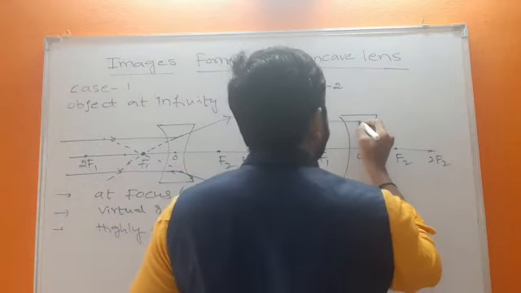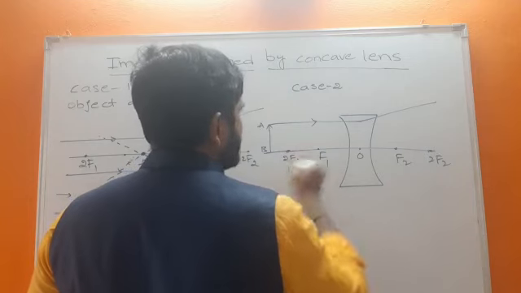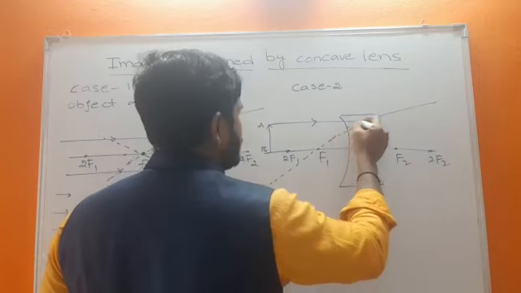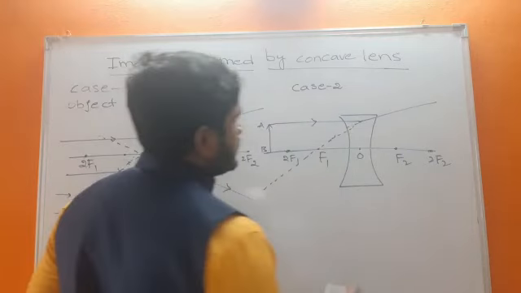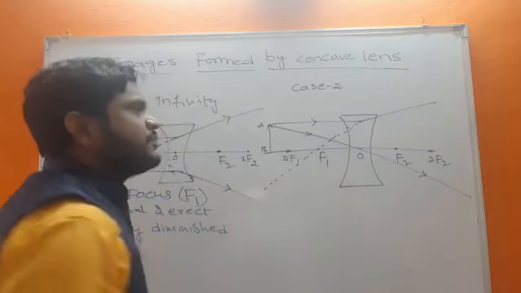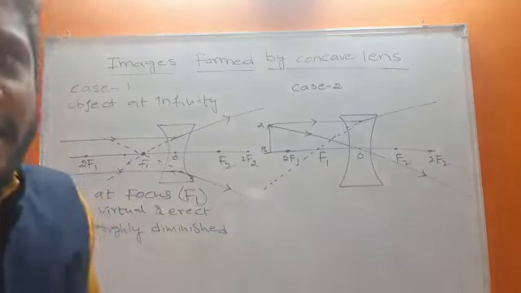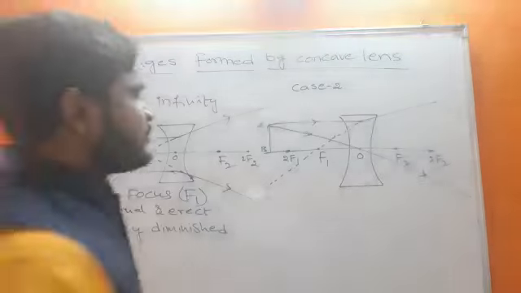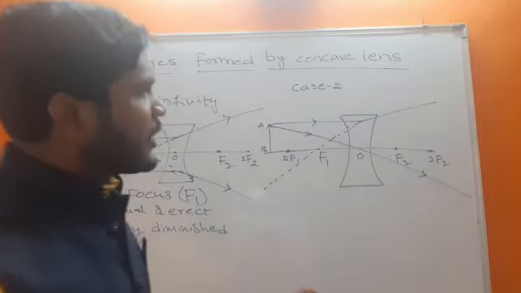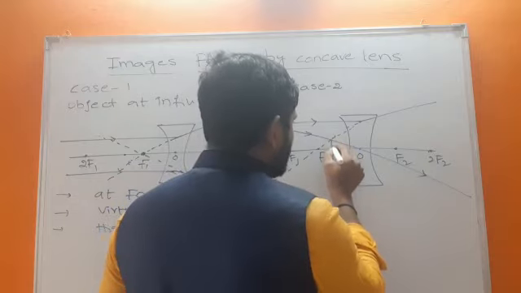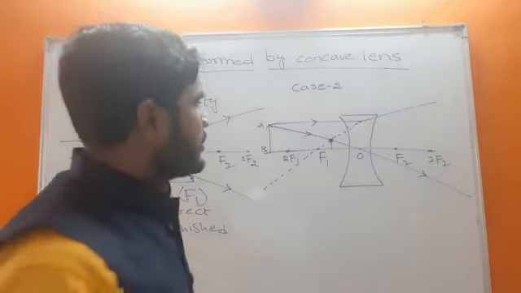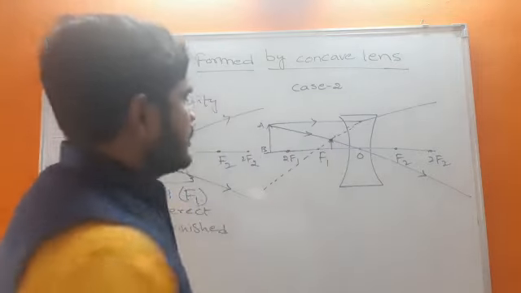After refraction, the ray is going to diverge. If you extend it, it passes through the focus; it appears to be coming through the focus. And the second ray, which is passing through the optic center, goes straight without any deviation. If you look at the image of the object, the point where the two rays meet is the position of the image.